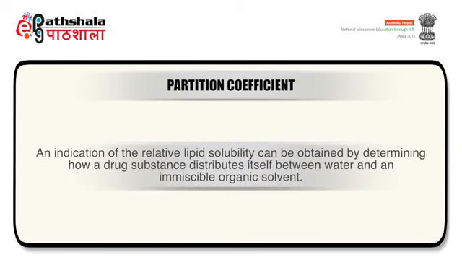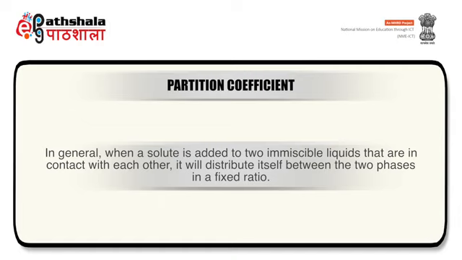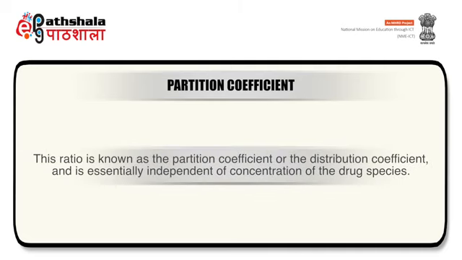An indication of the relative lipid solubility can be obtained by determining how a drug substance distributes itself between water and an immiscible organic solvent. In general, when a solute is added to two immiscible liquids that are in contact with each other, it will distribute itself between the two phases in a fixed ratio. This ratio is known as the partition coefficient or the distribution coefficient and is essentially independent of concentration of the drug species.